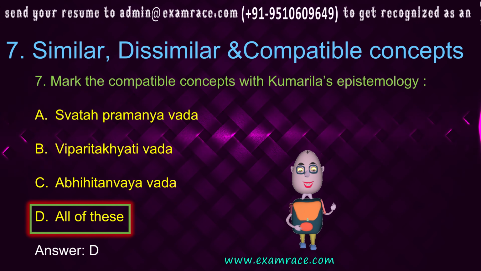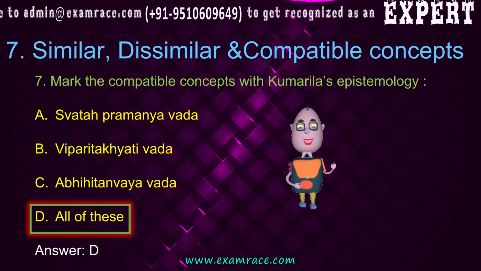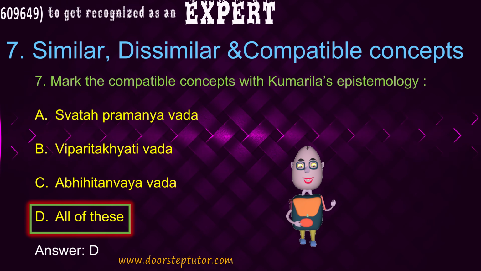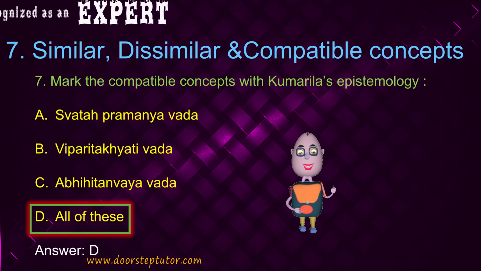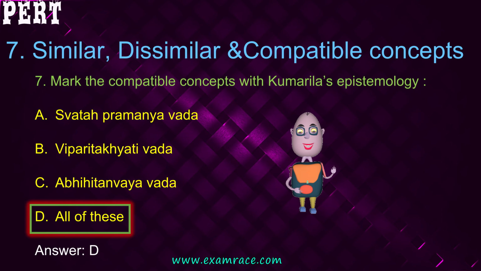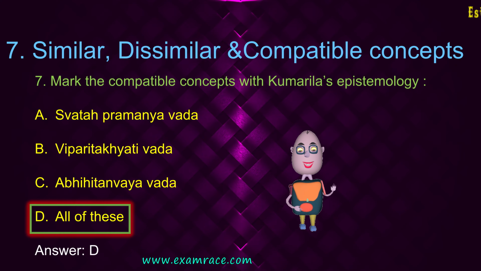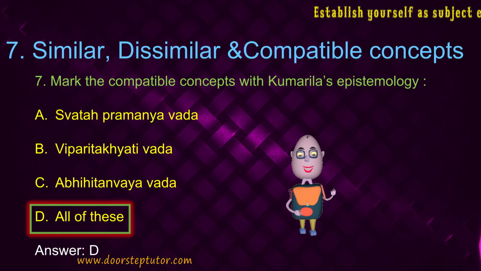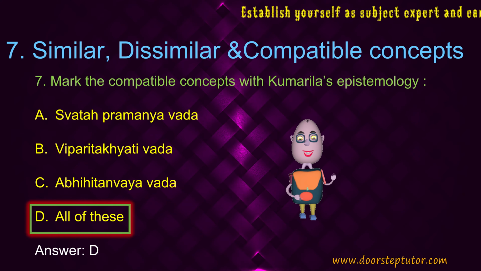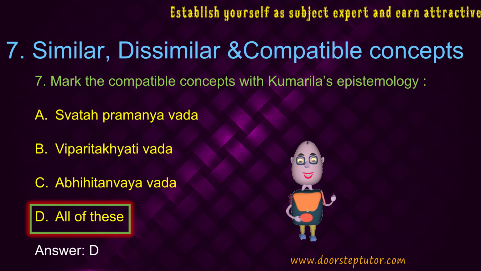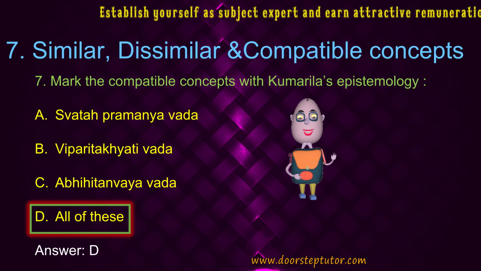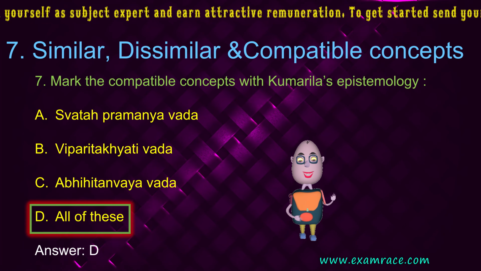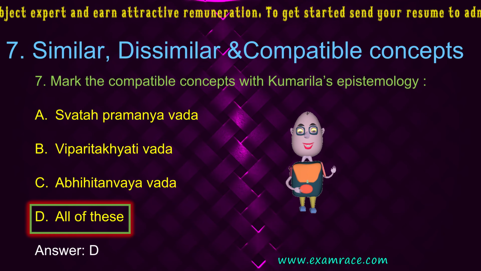Following are the concepts which are compatible with Kumarila's epistemology. Swata Pramanyavada, because Mimamsa upholds the theory of Swata Pramanyavada and Parata Apramanyavada. Viparita Khyati is compatible because error as misapprehension is accepted by Kumarila. Abhihitanvayavada means each word has a unique meaning, and words have meaning because of what they denote. Also, words denote meaning which is learned by us via experience, which is what Kumarila believes in. Hence, the correct answer is D.